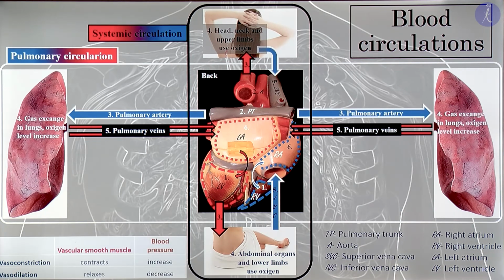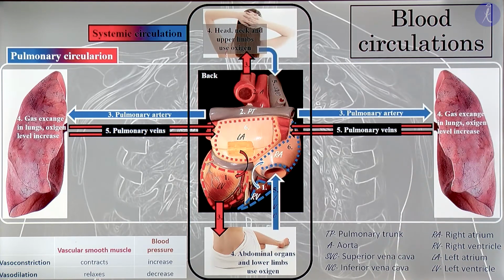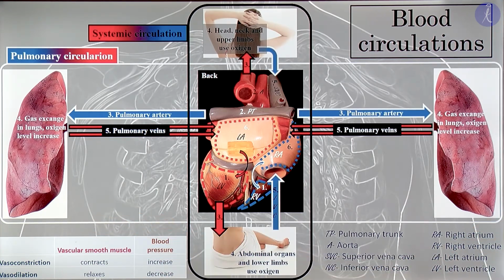Here I would like to highlight two terms, vasoconstriction and vasodilation. Vasoconstriction means that the vascular smooth muscle contracts. That will increase the blood pressure because the same amount of blood tries to go through a smaller diameter tube, that will cause a higher pressure. And the vasodilation is the opposite situation. The vascular smooth muscle in this case relaxes, and that's why the blood pressure decreases. This is the easiest way to regulate the blood pressure.